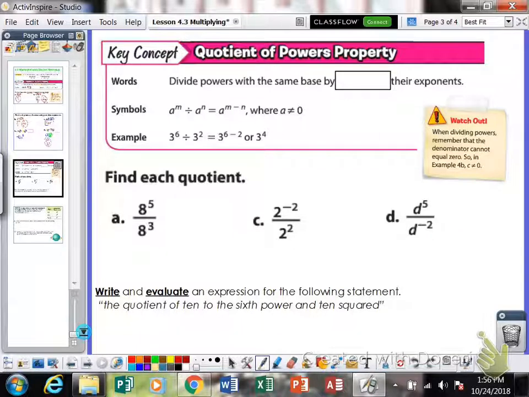Quotient of powers. Quotient is the answer to a division problem. Divide powers with the same base. Again, same base. I can only use this if we have the same base.